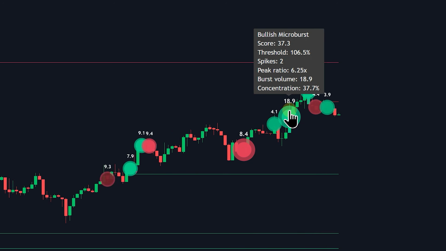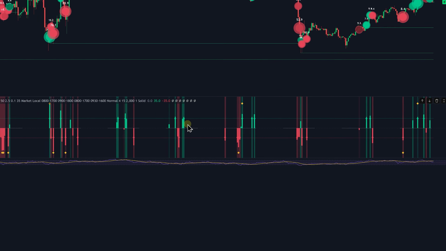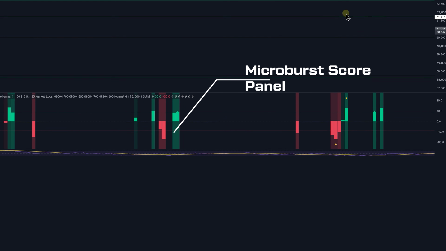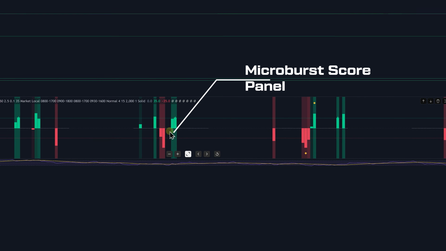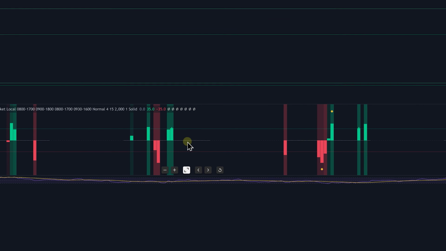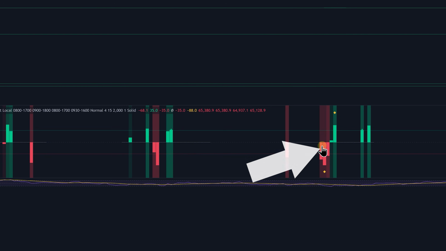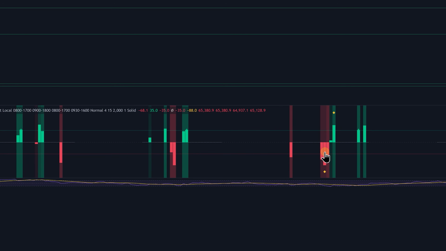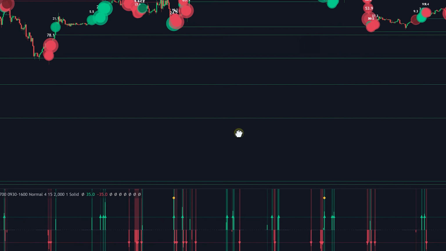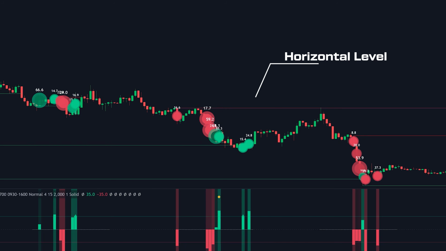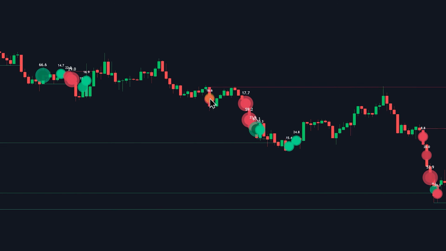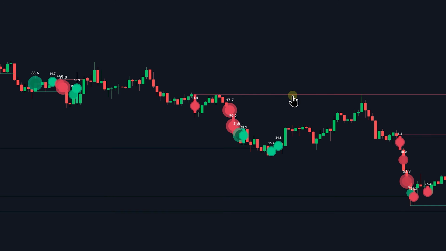Below the main chart, we also have the Microburst Score panel. When bullish microburst activity becomes strong enough, you'll see a positive bar moving above zero. When bearish activity dominates, you'll see the score moving below zero. The indicator only generates a full bullish or bearish microburst signal once the score reaches the signal threshold that we define in the settings. The next component are these horizontal levels. When a qualifying first microburst appears, the indicator can project a level from that area and extend it forward.